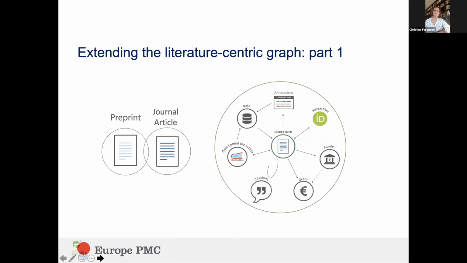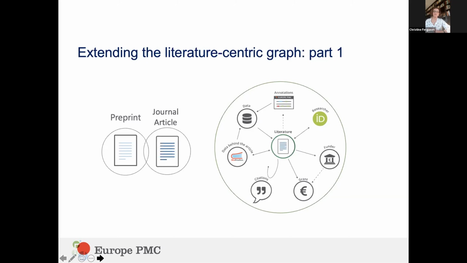We've worked to extend the literature-centric graph, and I'll tell you about 3 ways we've done this today. Firstly, we extended the core content by adding preprints. Preprints are manuscripts that are shared online before the completion of a journal organized peer review. They can be considered a precursor version of a formal journal article, but have their own unique DOIs.